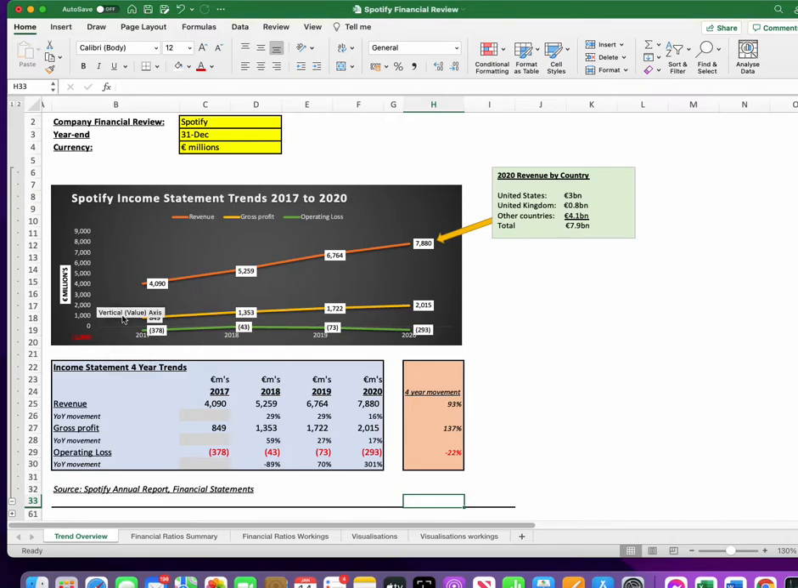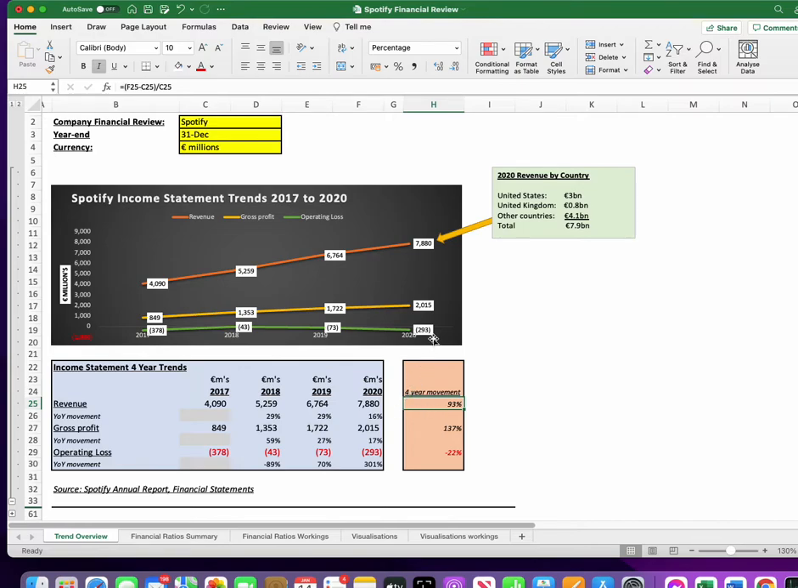So this is just a 4-year trend. Based on their most recent annual report, 2020, their revenue is 7.9 billion euros. That's this orange line here. You can see it was a period of growth. It was a tech company experiencing exponential growth, really. Across the 4 years, from 2017 to 2020, their revenues have grown 93%.